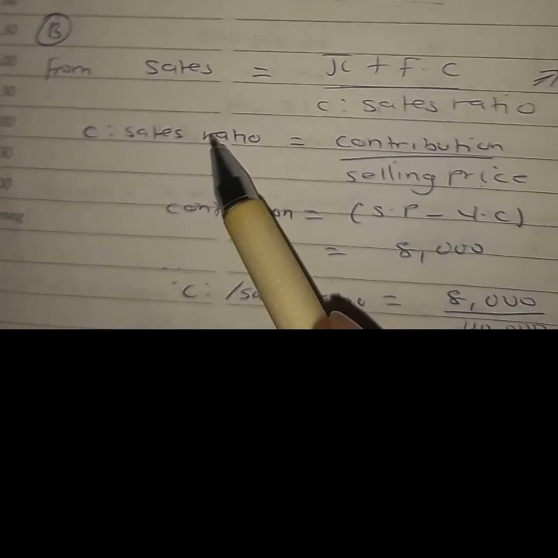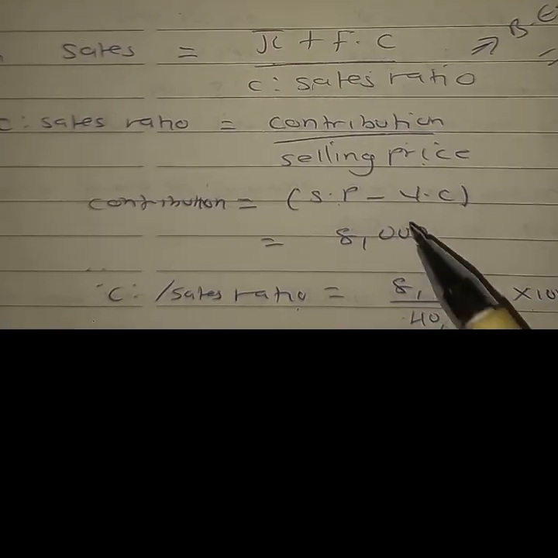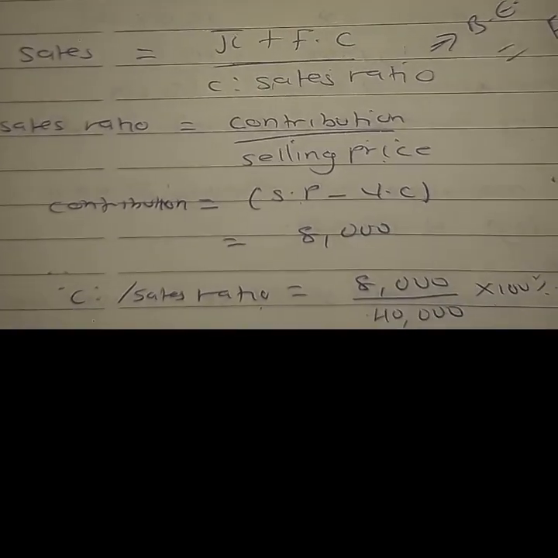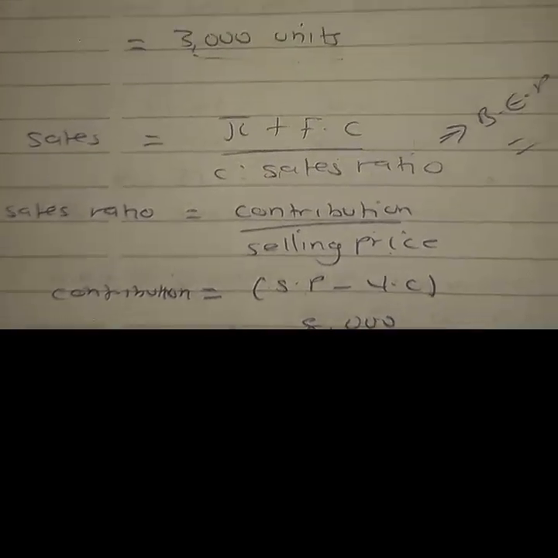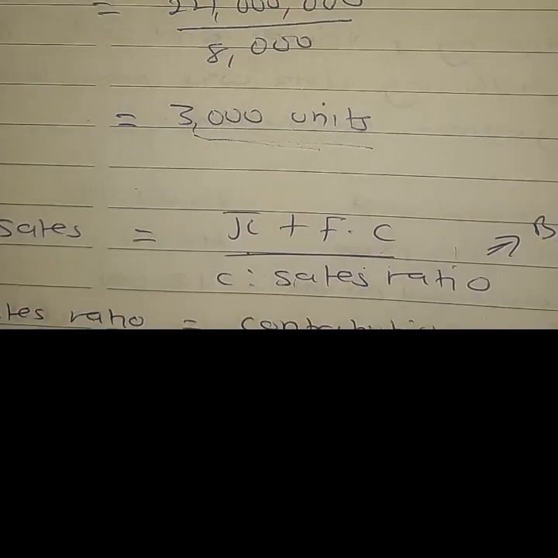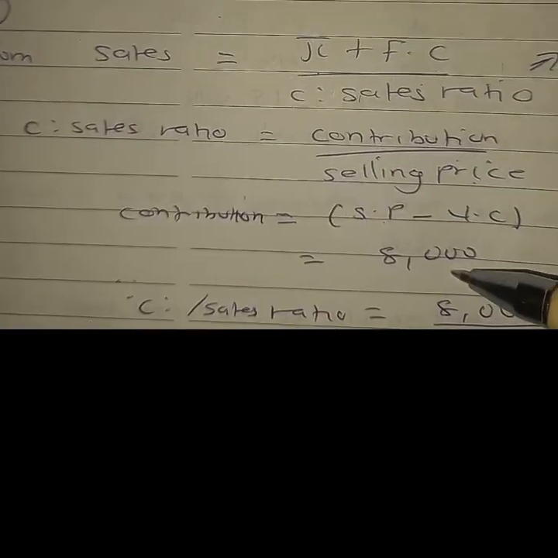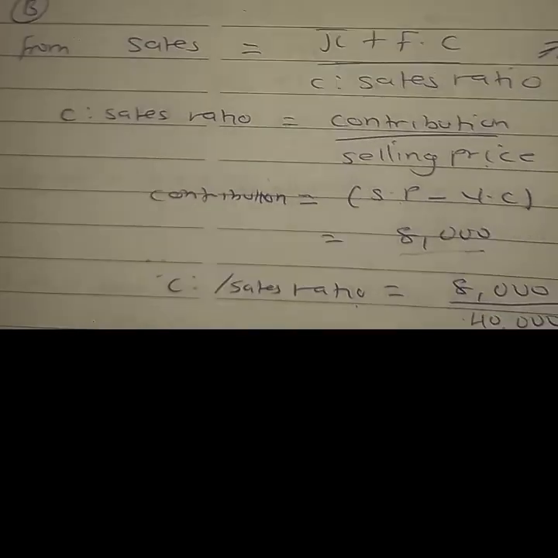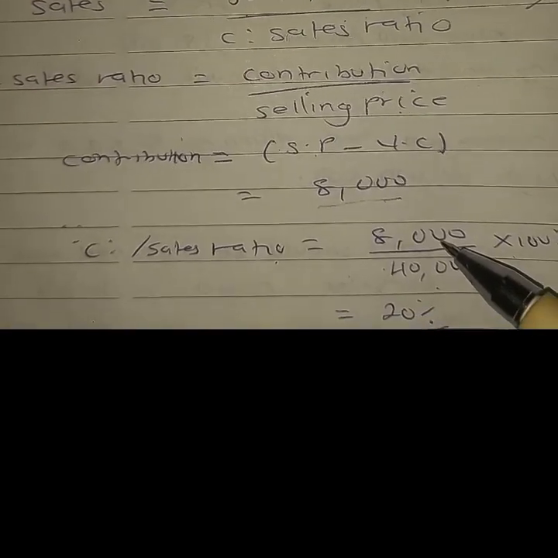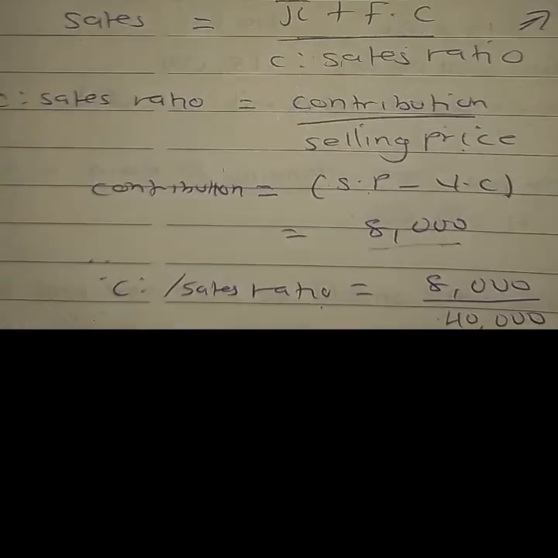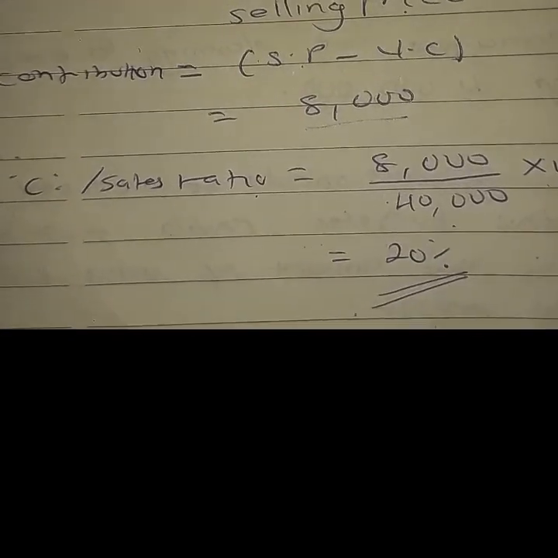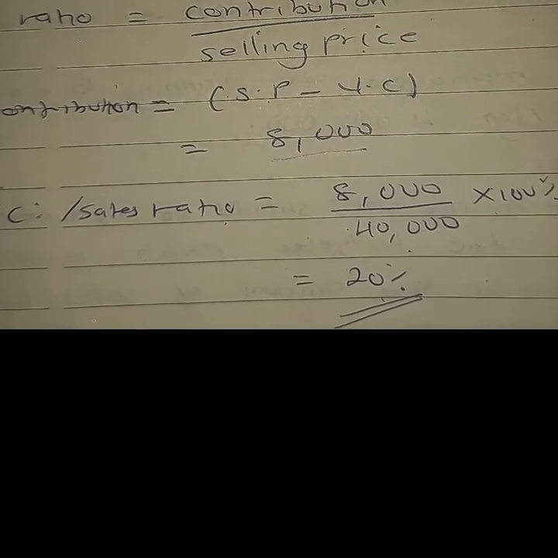The contribution sales ratio is equal to contribution out of selling price, and our contribution is got from selling price minus variable costs. We have already got the contribution up here, 40,000 minus 32,000, which is 8,000. So the contribution sales ratio will be 8,000, my contribution, divided by the selling price of 40,000, times 100%, and I get 20%.